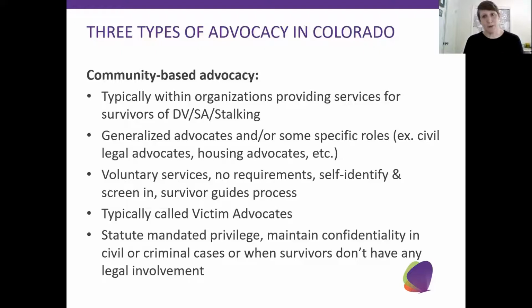And in terms of community-based advocacy, it's a statute mandated privilege. So it's actually written into Colorado statute that community-based advocates must maintain confidentiality if there's a civil or a criminal case happening, or when survivors don't have any legal involvement, they must always maintain confidentiality.